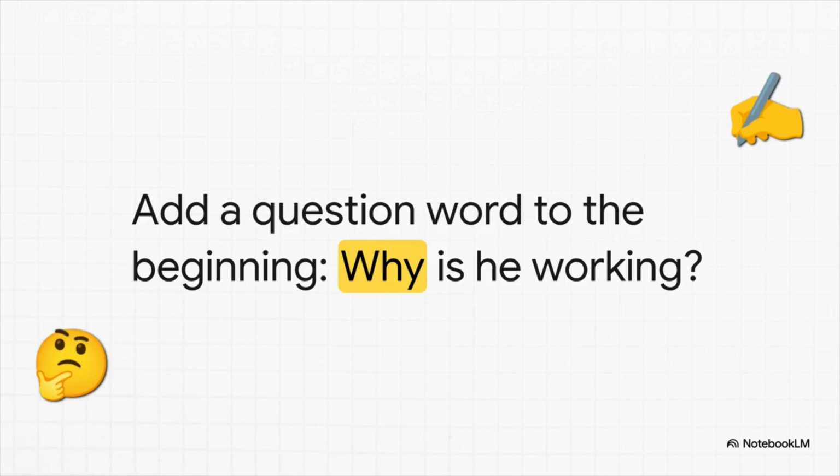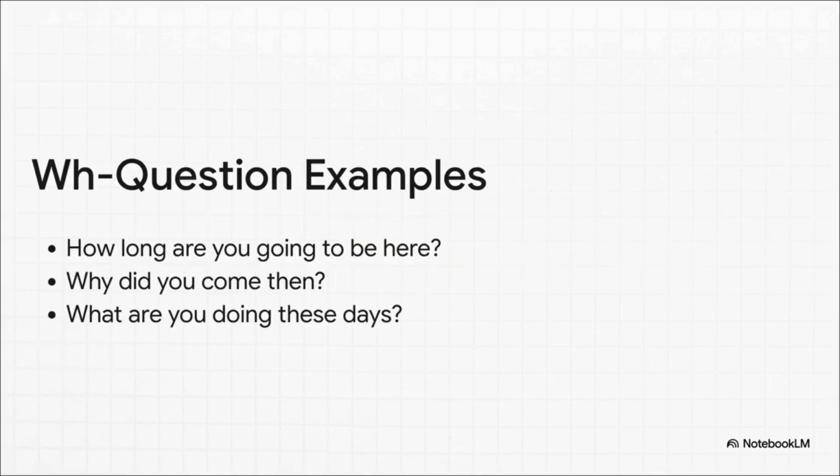Remember our question, is he working? Well, if you want to ask for a reason, just add why to the front. Why is he working? If you want to ask about the place, you add where. Where is he working? The rest of the question stays exactly the same. Let's look at a few more examples to see how this works.